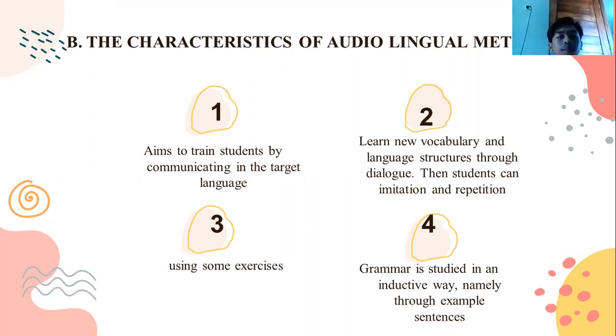Some characteristics of this method are: the first one aims to train students by communicating in the target language, and the second one is to learn new vocabulary and language structures through dialogue. Then students can imitate and repeat. And the next one is using exercises like repetition, backward build-up, chain, substitution, transformation, and question and answer. And the next one is grammar is studied in an inductive way, namely through example sentences.